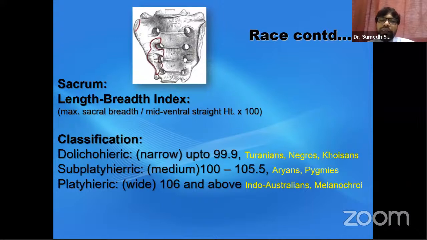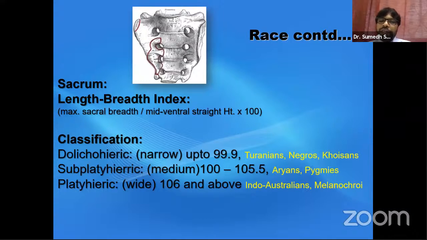So these are the categories given by the anthropologists. On the same basis, if you are looking at the pelvis, the pelvis is a Latin word which means basin. There are certain types of pelvis: android pelvis, anthropoid pelvis, gynecoid type of pelvis.